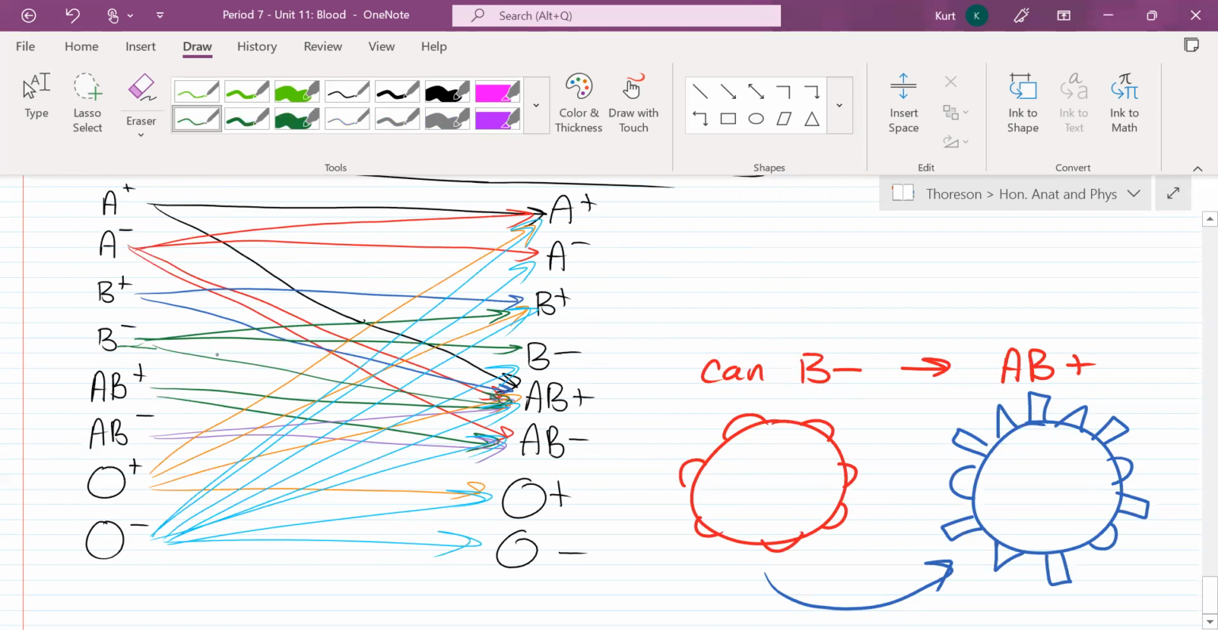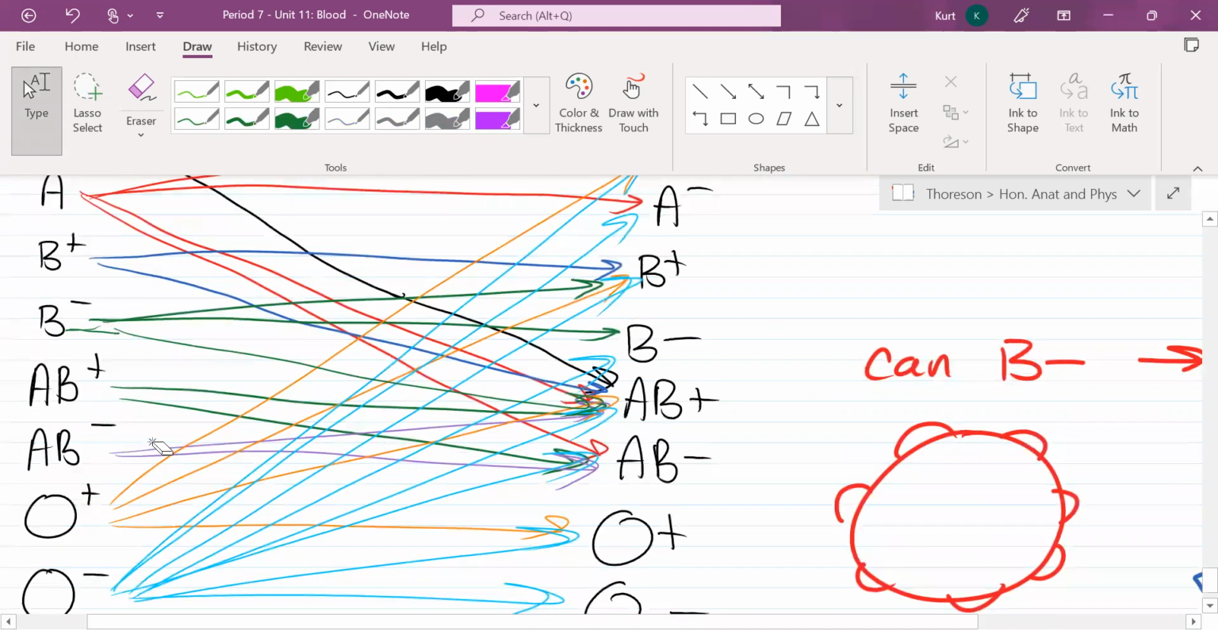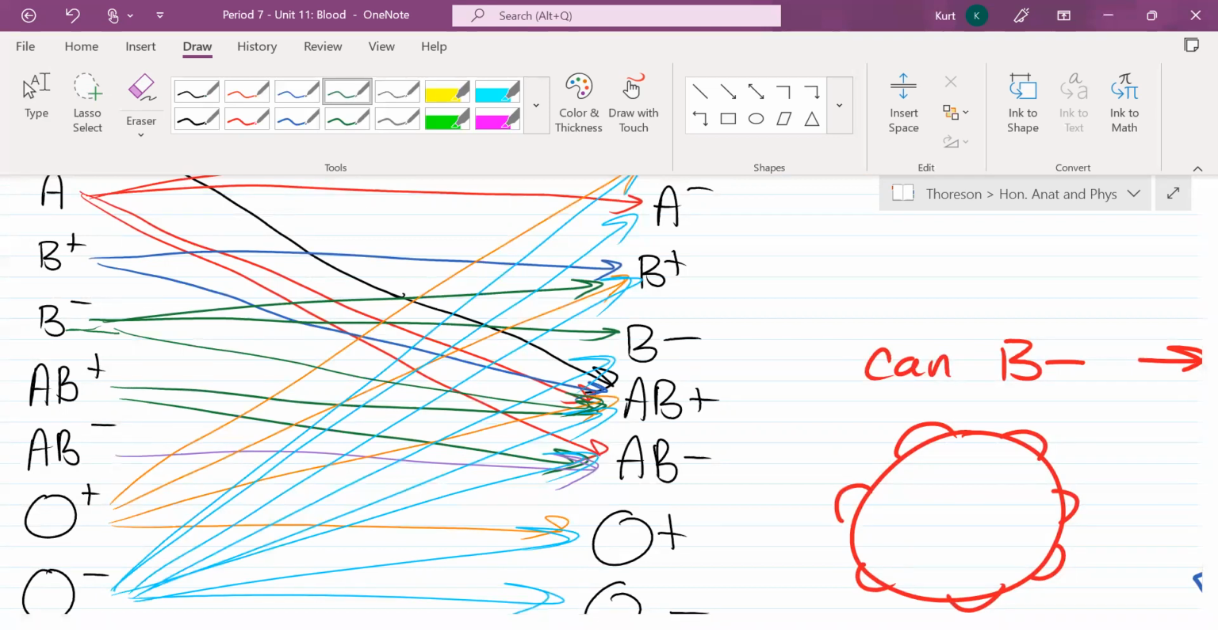Are there any others I may have missed? You guys caught? Can AB positive donate to AB negative? No, because AB negative would have antibodies. All right, so let's get rid of that line. AB negative can only donate to AB negative. Sorry.